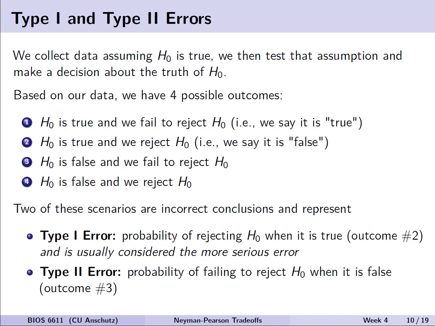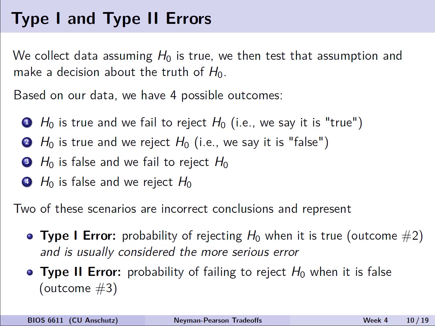In the first case, H0 is actually true, and we fail to reject H0. In the second case, we have an incorrect decision. H0 is true, but we reject H0. We'd say there is some difference when there's really none there. Number 3 would be the case where H0 is in fact false, and we failed to reject H0. So again, another incorrect error. There was something to detect there, a difference was present, but we missed it. And in case 4, we have another correct decision where H0 is false, and we correctly rejected that null hypothesis.